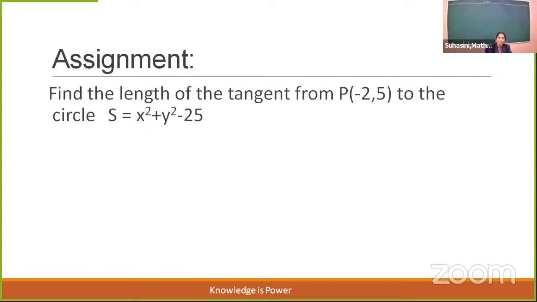And we have some assignment. Please solve this question. Find the length of the tangent from P(-2, 5) to the circle S = x square plus y square minus 25 = 0. Now what is the length of the tangent? First, given point P(-2, 5) is equal to (x1, y1). And then given circle S = x square plus y square minus 25 = 0.